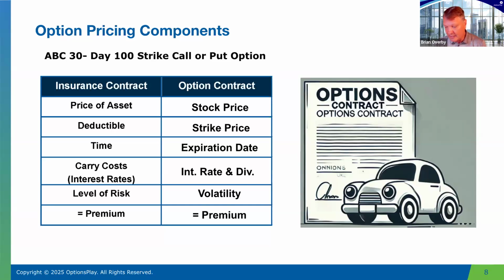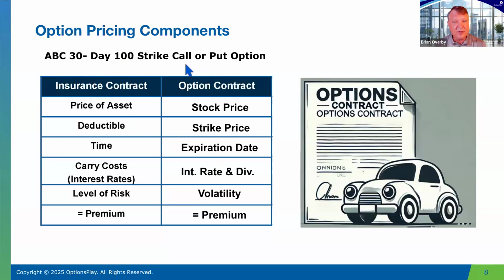Okay, so I digress. Let's look at what the pricing components of an option contract are. So in our instance, we have ABC. It's a 30-day 100 strike call or put option. We're going to focus on the put option because I think it's a little bit easier to understand as insurance.